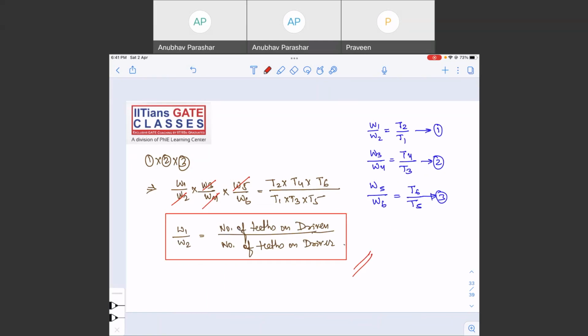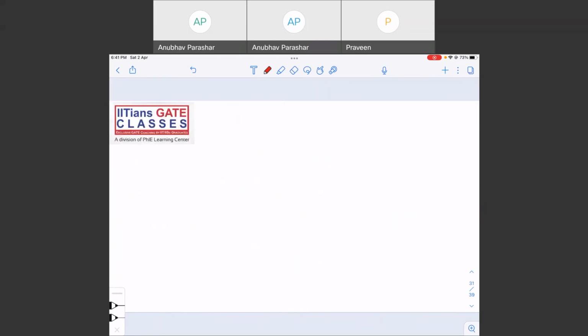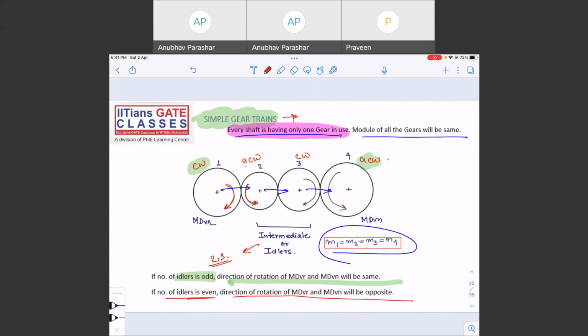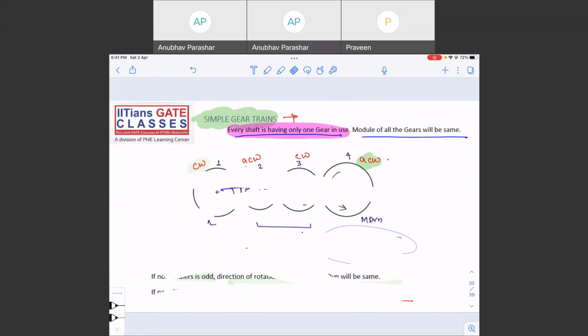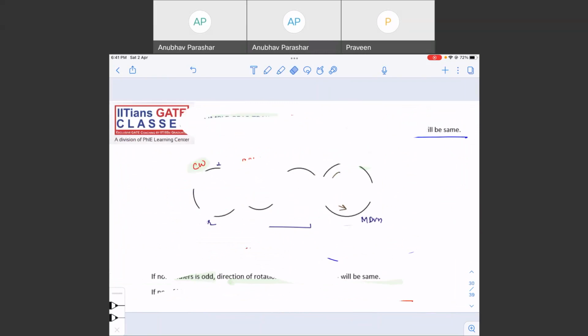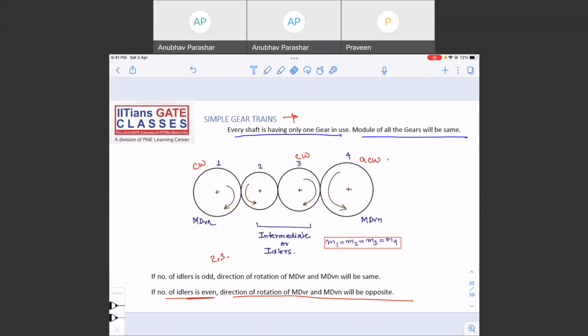Now, important concept here. Important concept I'll deliver with respect to idler gears. With respect to idler gears, how to identify the idler gears? बहुत simple सा concept है, लेकिन बहुत important concept है. Simple concept but important concept, ठीक है?